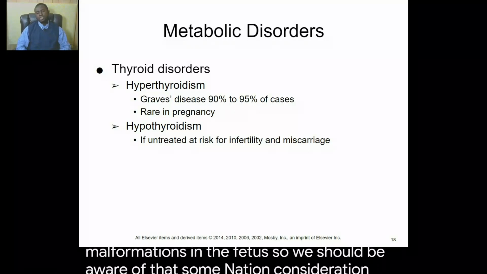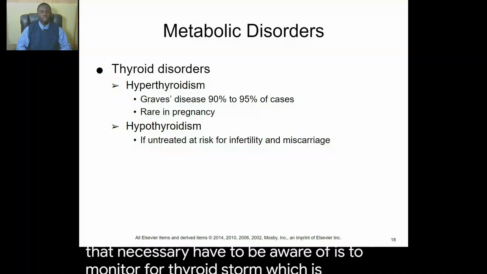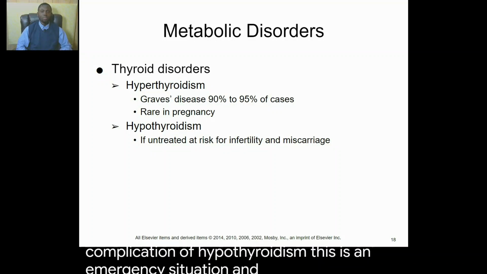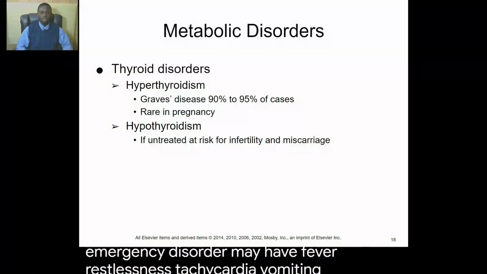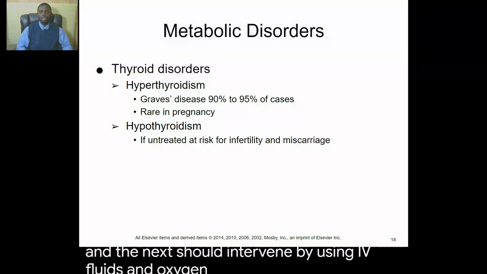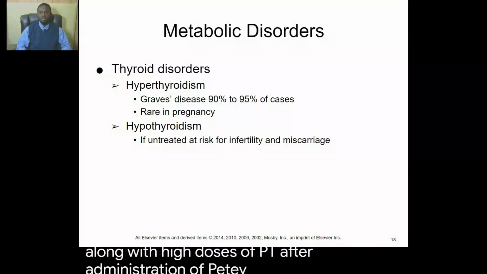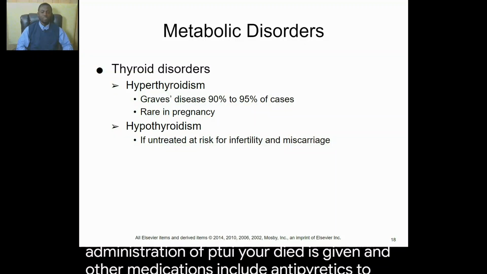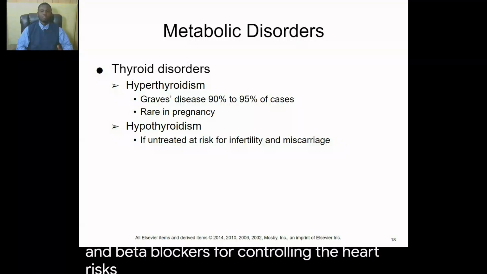Some nursing considerations that nurses have to be aware of is to monitor for thyroid storm, which is a complication of hyperthyroidism. This is an emergency situation, and a woman with this emergency disorder may have fever, restlessness, tachycardia, vomiting, or stupor, and the nurse should intervene by using IV fluids and oxygen, which is administered along with high doses of PTU. After administration of PTU, iodide is given, and other medications include antipyretics to prevent fever, and also dexamethasone and beta blockers for controlling the heart rate and blood pressure.